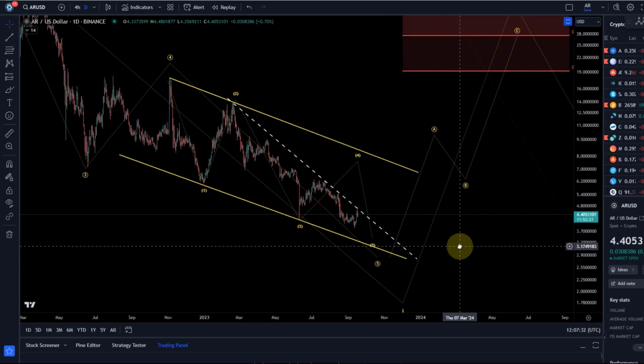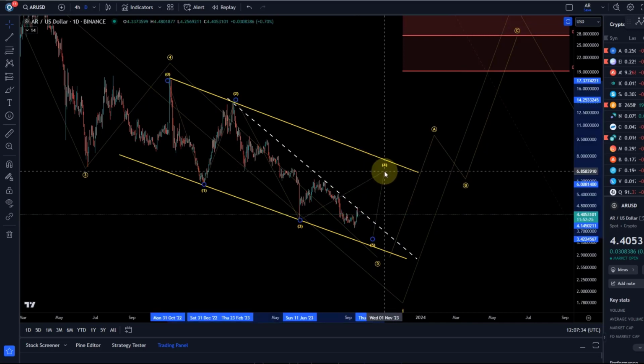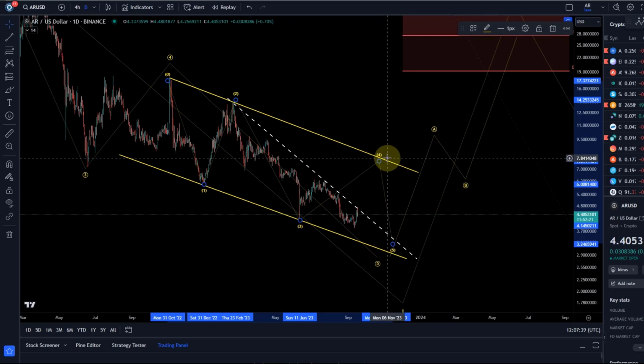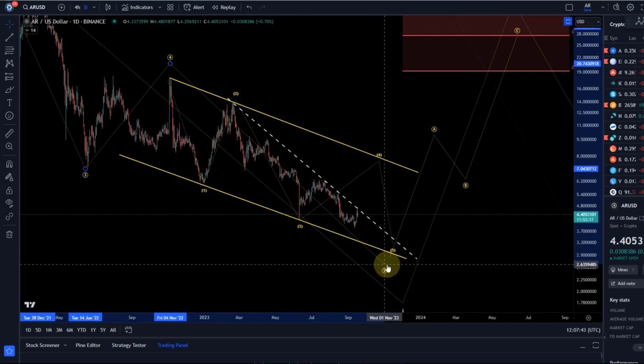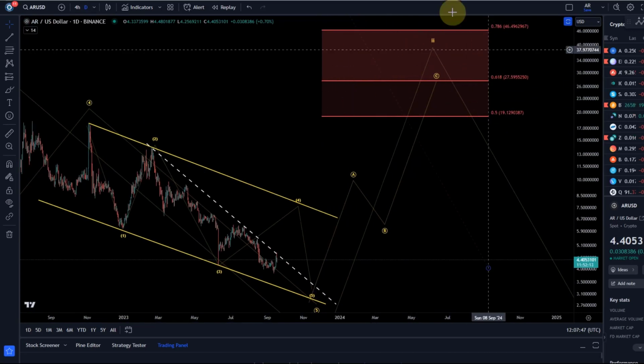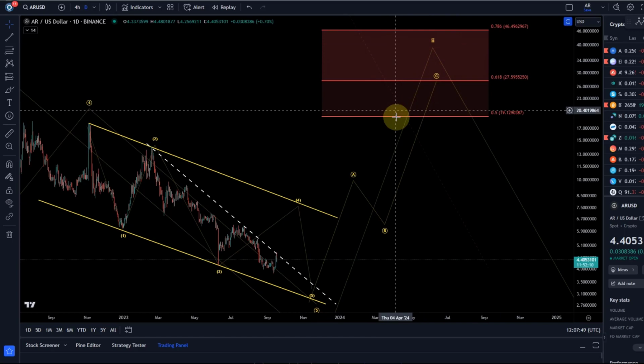I highlighted to you before that if this one breaks, we might then test the upper boundary line of the trend channel. That could be a short trade when we touch it, to trade the wave 5 to the downside. A breakout, on the other hand, would probably send it higher here, and potentially into this red resistance zone.